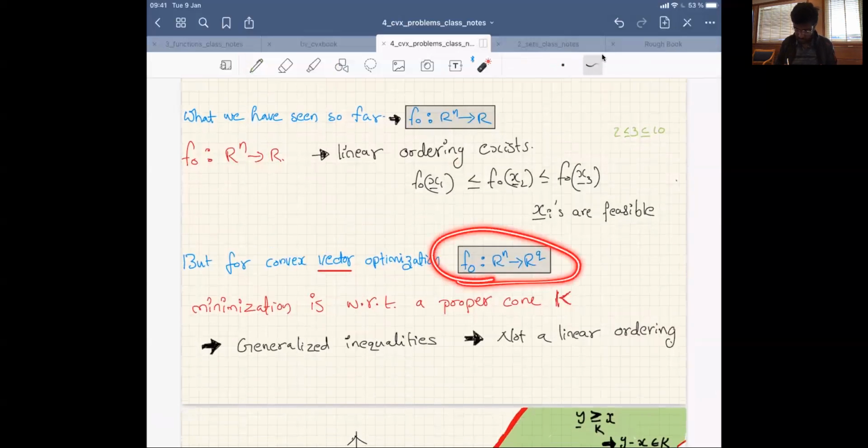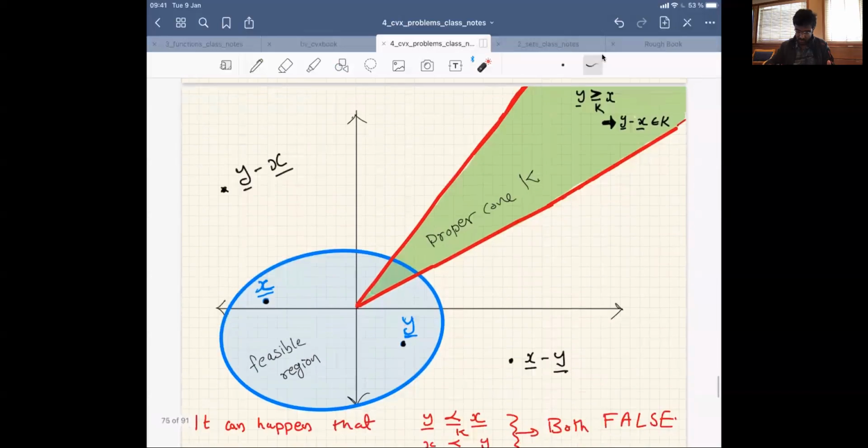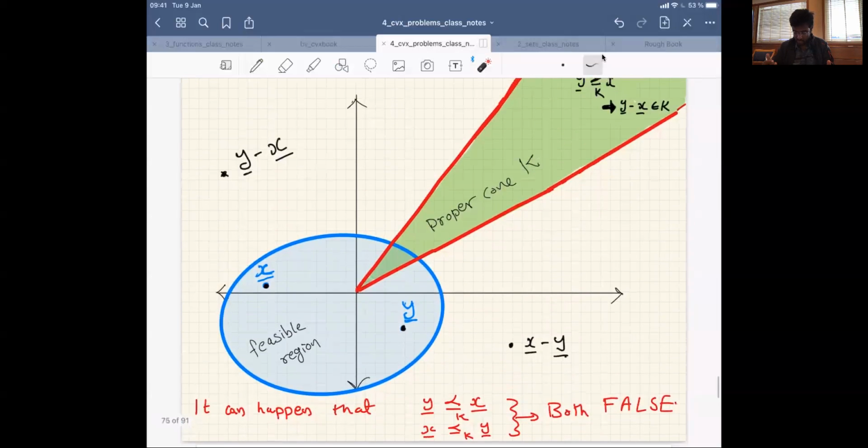So for vector optimization, minimization is with respect to a proper cone, right? But then the problem is that generalized inequality is not a linear ordering. So it can happen that we have two vectors and we cannot say which one is bigger or larger. Why? This we already saw. So how do you make an inequality with respect to a cone?